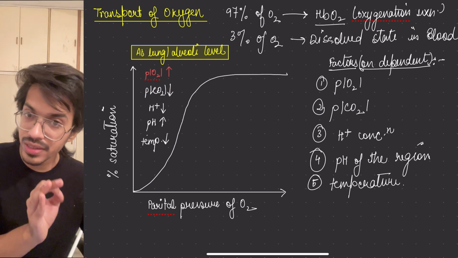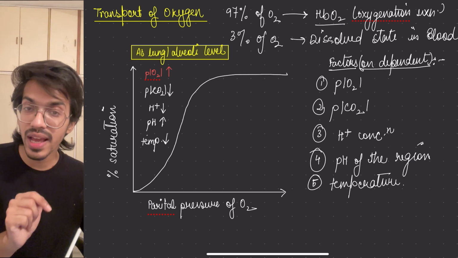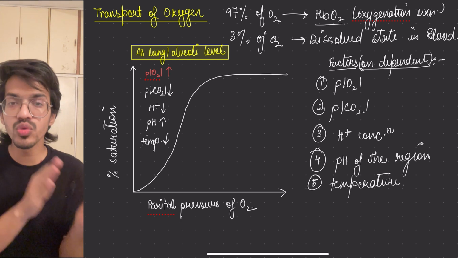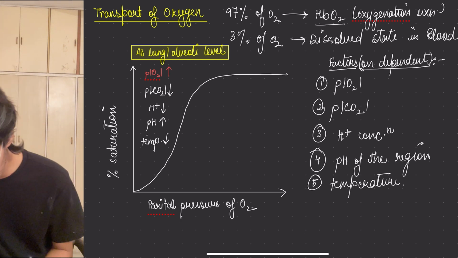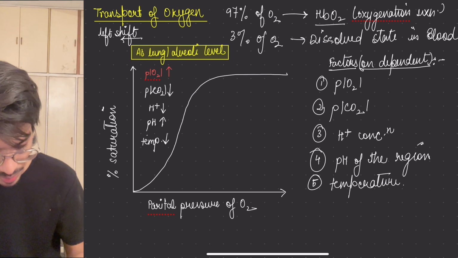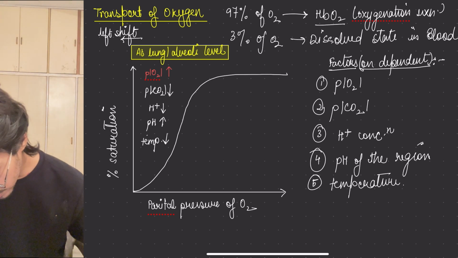So that happened in the alveoli. And in the alveoli, this graph which you are seeing goes towards the left. So there would be a left shift. It means that if there is a high amount of oxygen present and the rest of the things are lower, then this whole graph will move a little bit like this.